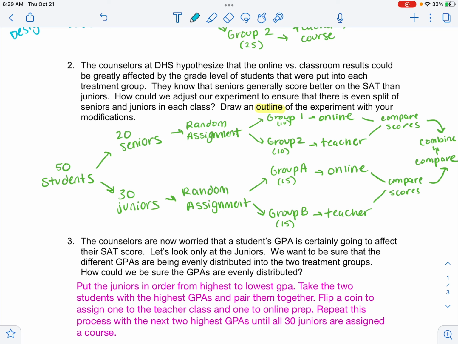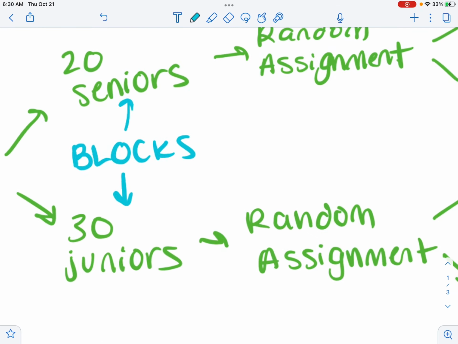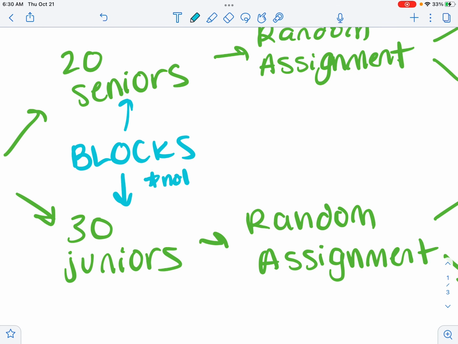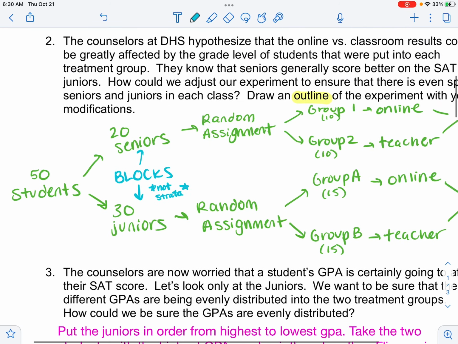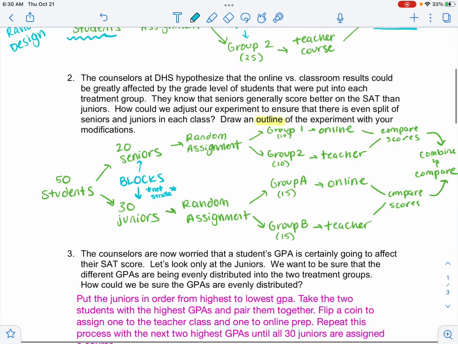And so what I'm going to do is take all 50 students and break them down into two groups based on grade level. And this might remind you a little bit of like a stratified sampling that we've done before. But now that these are experiments, we actually call them blocks. So in this example, we create two blocks, a block for seniors and a block for juniors. Remember, this is not strata. So when you are doing experiments, we always call this a block. When you are doing sampling, you call it strata, but we cannot interchange them.